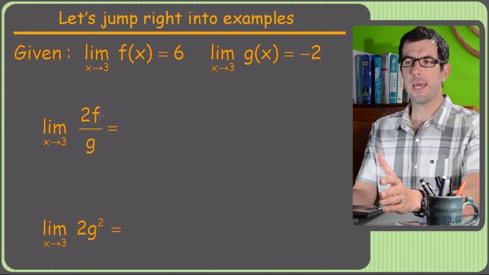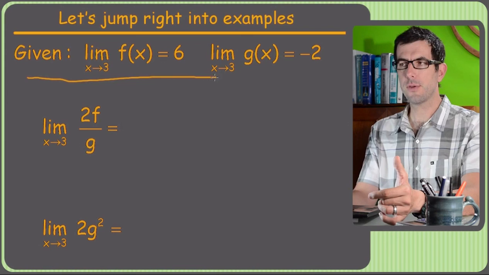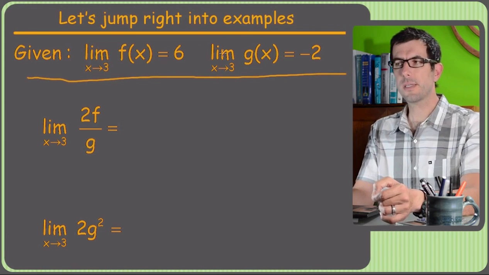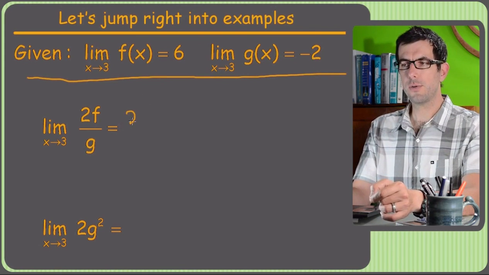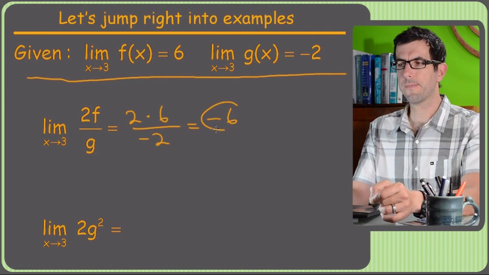We can just write, hey, well, if it's 2 times f over g, and by the way, this is the same problem I gave you a second ago, so these are the same numbers. f is 6 and g is negative 2. So it's going to be 2 times the limit of f, which is 6, divided by the limit of g, which is negative 2. All we're doing is plugging and chugging. So it's going to be negative 6.